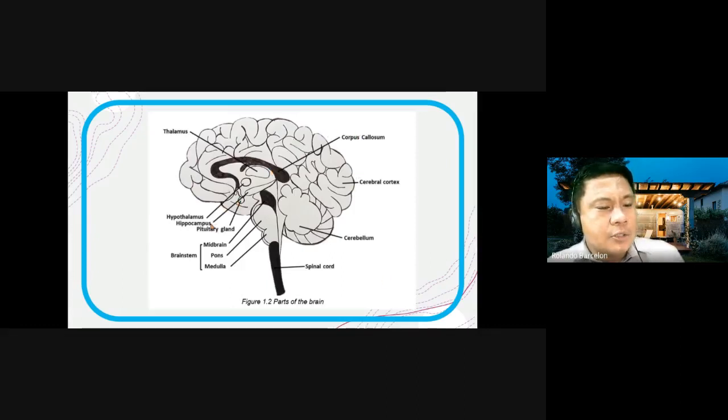Okay, so then we have here the hypothalamus, thalamus, then hippocampus, this part. Hippocampus is your memory storage center of your brain. So lahat ng pinag-aaralan mo, dyan ini-store. Kaya pag may problem yung hippocampus mo, hindi ka makapag-memorya ng maayos.